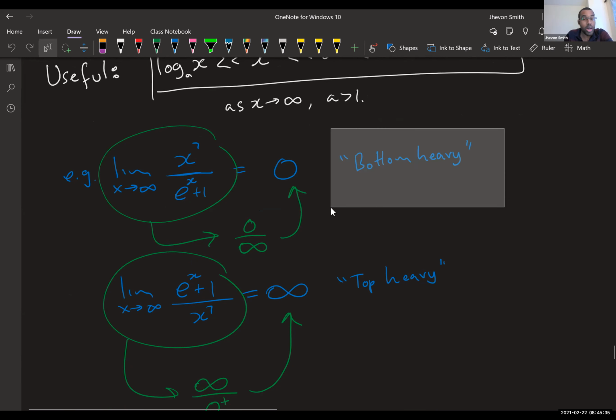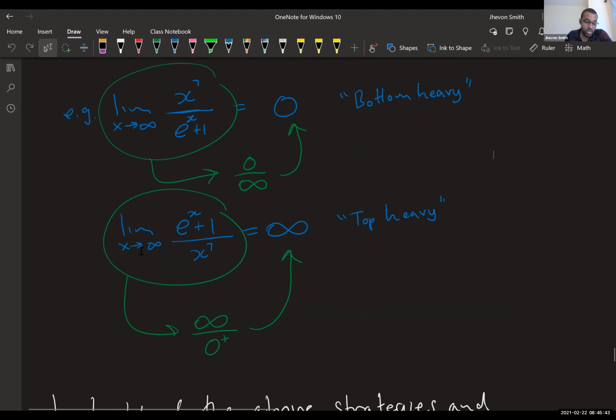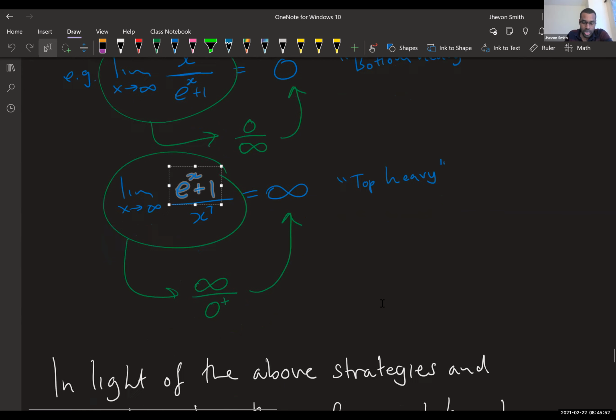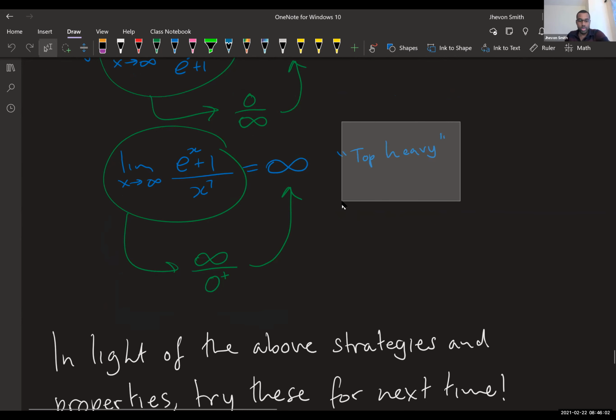This notion is called bottom heavy, not a technical term, just a Jhevon term, so that I know that you know what you're talking about when you look at this and you give me an answer. Similarly, if the situation was reversed, we have an exponential versus a polynomial. Polynomial, effectively 0. The exponential is going to get huge. This is effectively going off to infinity over a very small positive number. That's positive infinity, right? This is what we call top heavy, when the numerator overwhelms the denominator.